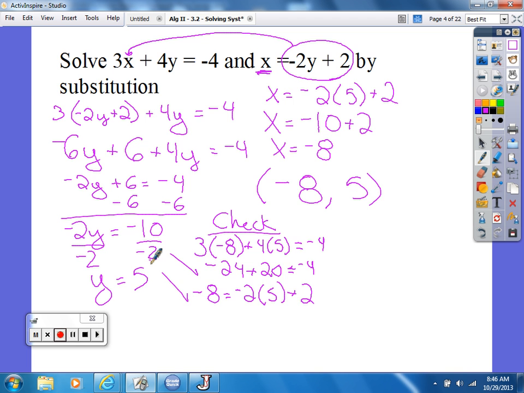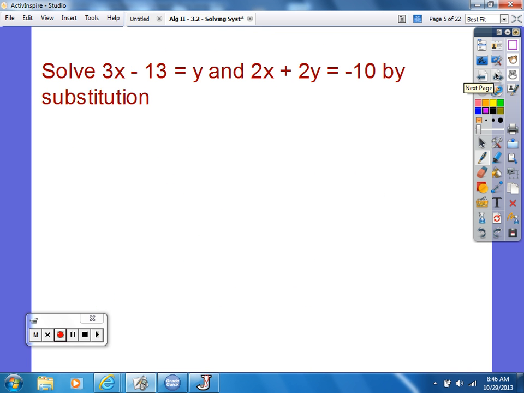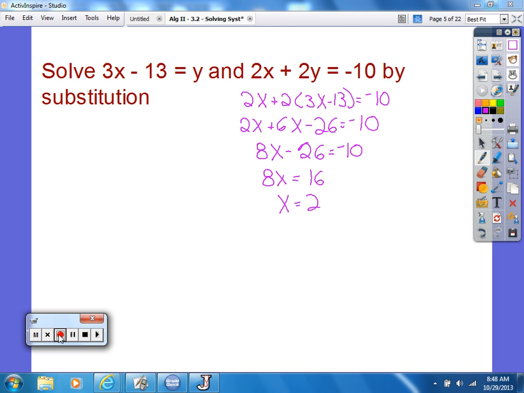Alright. I'd like you guys to go ahead and try this problem by substitution. So up here, all we've done so far is we've substituted the 3x minus 13 in for the y equation over here. Then we went ahead and we distributed our 2, and we combined like terms, and we solved, and we got x equals 3. Raise your hand and tell me what I need to do next.